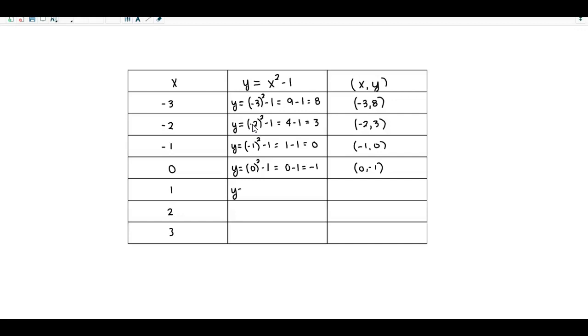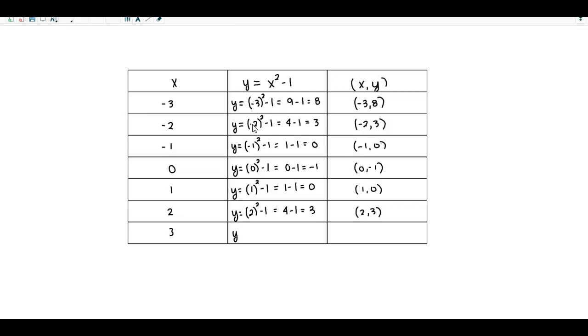Next, we're going to plug in the value of 1. So we put 1 in, square it, and then subtract 1. When we square 1, 1 times 1, we get 1, minus 1, which equals 0. So the ordered pair is +1, 0. Okay, next, we're going to plug in the value of 2. So y is going to equal 2 squared minus 1. Well, 2 times 2 is 4, and minus 1 gives you 3. So the ordered pair is 2, 3.